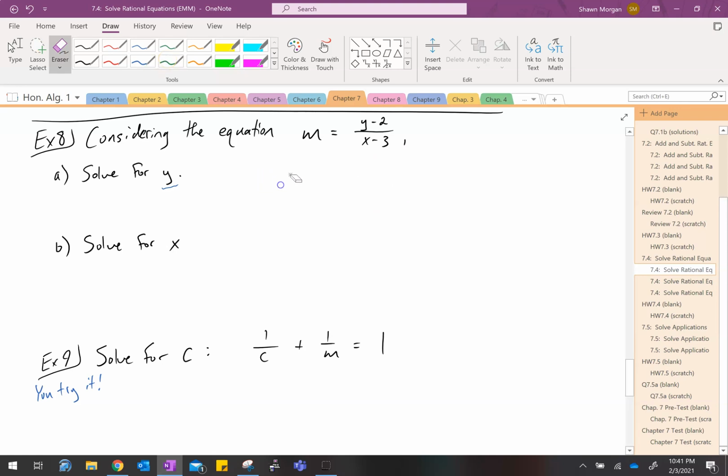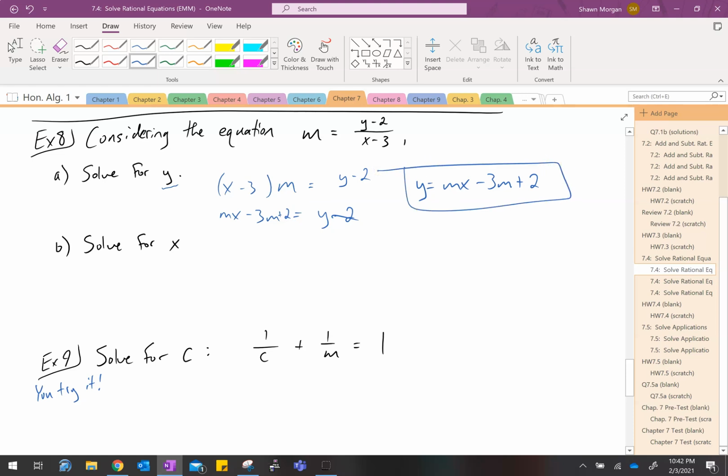To solve for y in this case, we want to get rid of the fraction. We want to multiply both sides by x minus 3. Whatever I do on the right, multiply by x minus 3 to kill off the fraction, I also have to do on the left. I would distribute and get mx minus 3m equals y minus 2. Then all we have to do is add 2 to both sides, and so y equals mx minus 3m plus 2. Again, adding 2 to both sides to get y by itself.